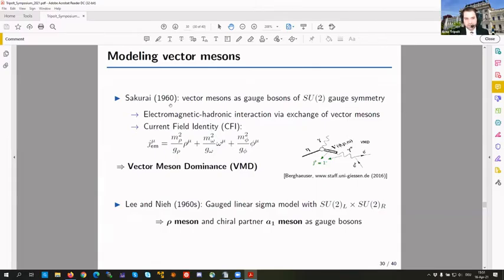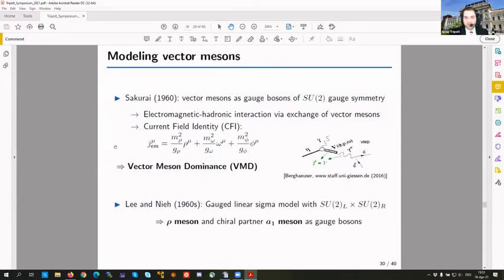So the first model, including vector mesons, was proposed by Sakurai in 1960, where vector mesons were treated as gauge bosons of an SU(2) gauge symmetry. Then the electromagnetic hadronic interaction was mediated exclusively by the exchange of vector mesons, as you can also see here. We had the current field identity, so the electromagnetic current was expressed in terms of the vector meson fields, the rho, the omega, and the phi. And this was then also known as the vector meson dominance model.